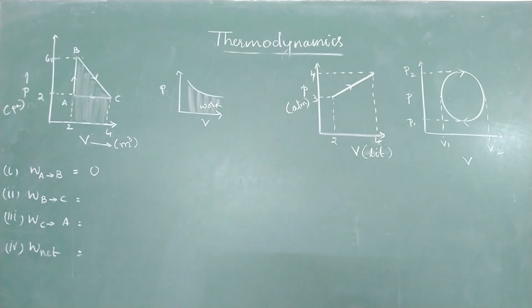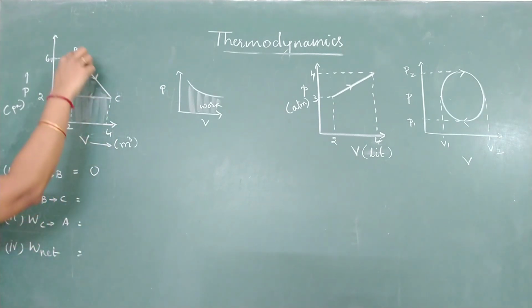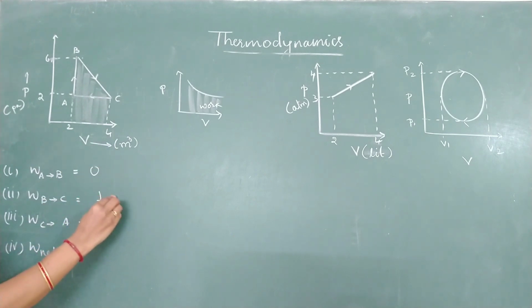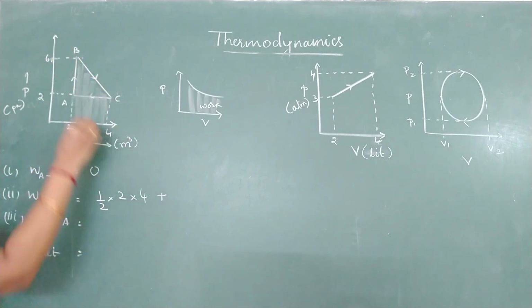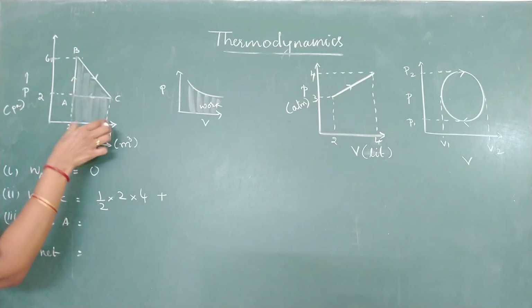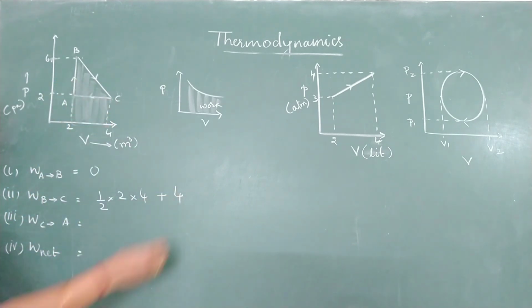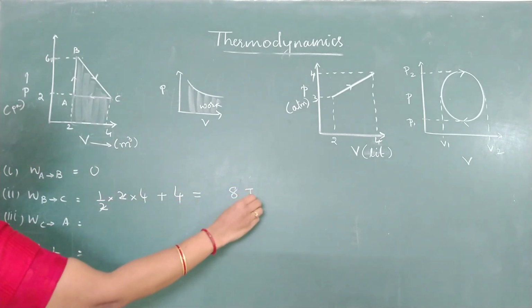The shaded portion. Find out the area. Area of triangle plus rectangle. First, area of triangle: half into base 2 units, height is 4 units. Plus area below this curve, the rectangular area, 2 into 2. That is 4. First find the magnitude. 4 plus 4, it is 8 joules.